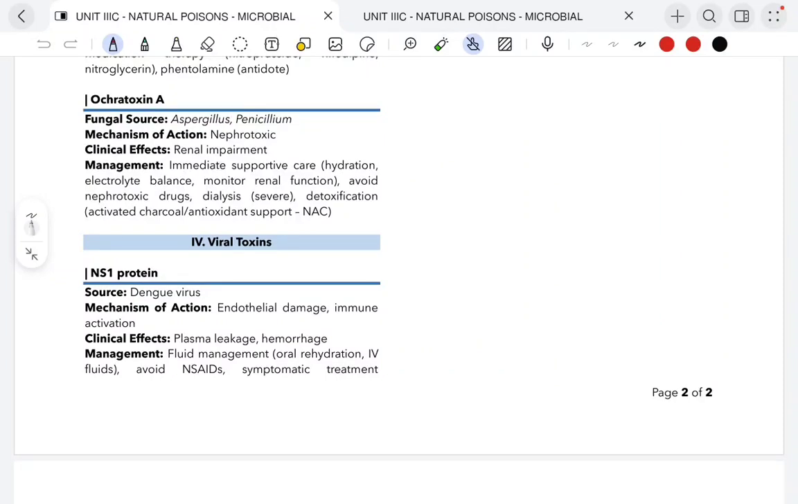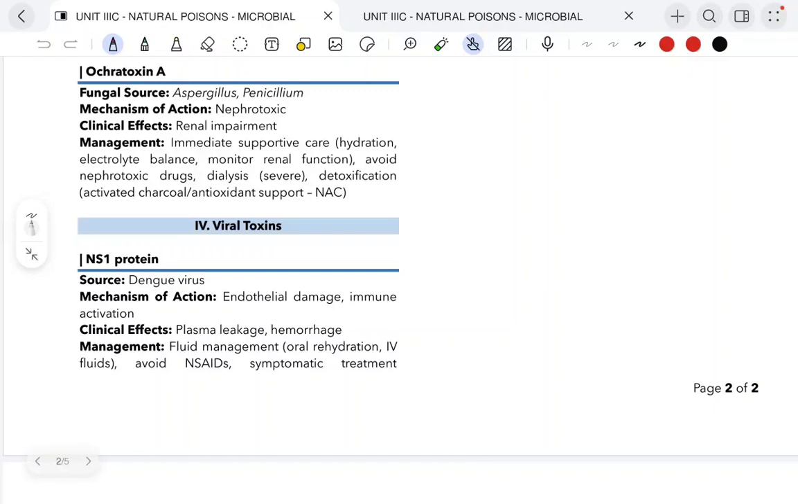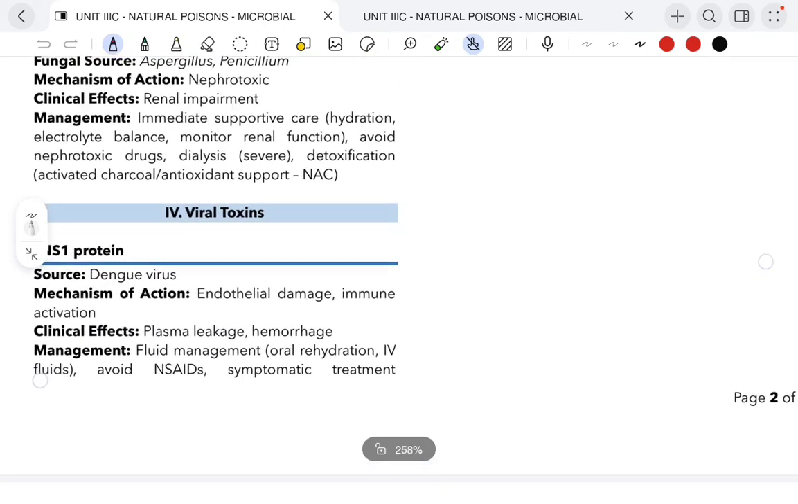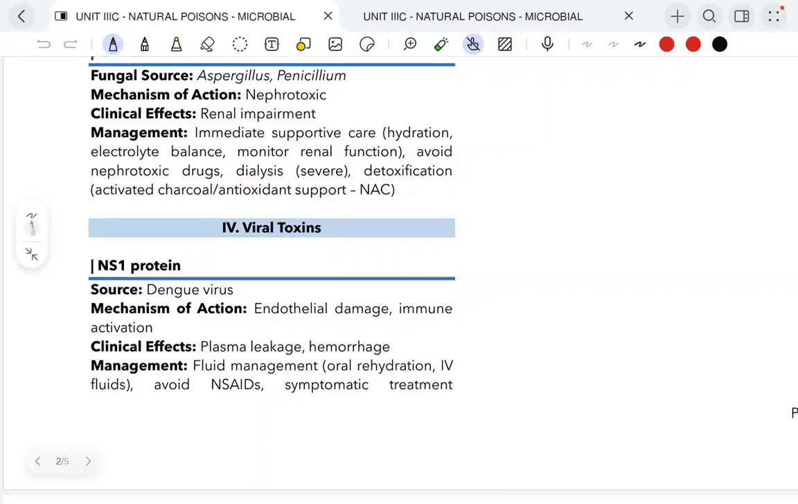Like for example, we measure your serum creatinine and to see if creatinine is eliminated ba ng mabuti via our urine. And then avoid, of course, nephrotoxic drugs like for example, your aminoglycosides. Aminoglycosides are nephrotoxic drugs. And then dialysis if severe, detoxification by using your activated charcoal, or we can provide your N-acetylcysteine as an antioxidant support.